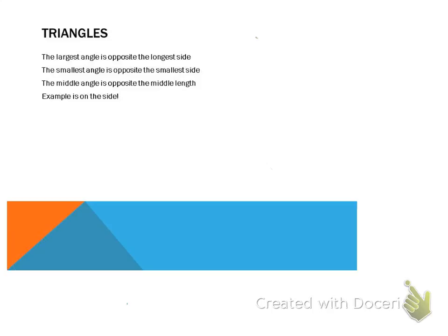Okay, triangles. Here's the deal. The largest angle is opposite the longest side. The smallest angle is opposite the smallest side, and the middle angle is opposite the middle length. So problems 2 and 3 are examples of this.